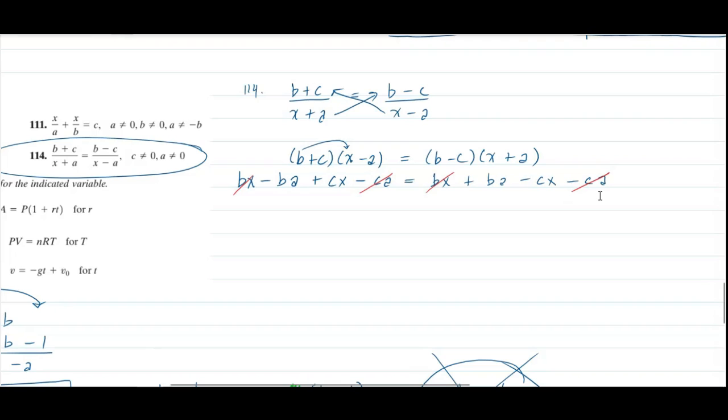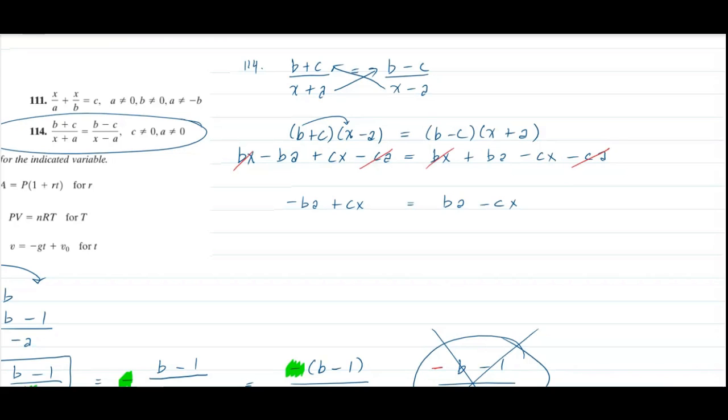However, we still have a problem here. We've got a negative ba plus a cx on the left side, and you've got a ba minus a cx on the right side. What are you going to do? What has your teacher always taught you to do? Because I'm not necessarily teaching you anything new here.